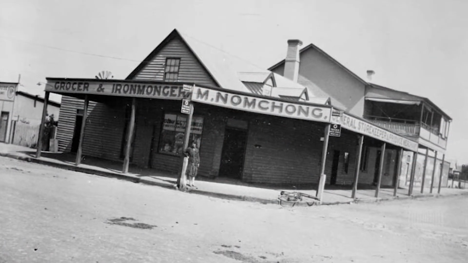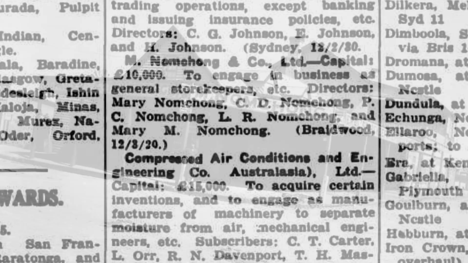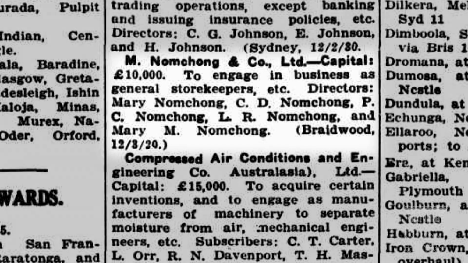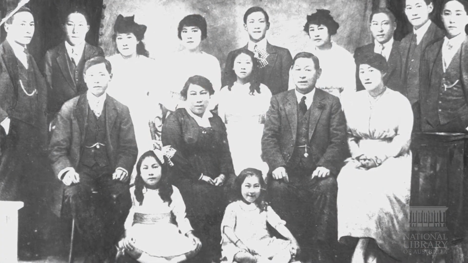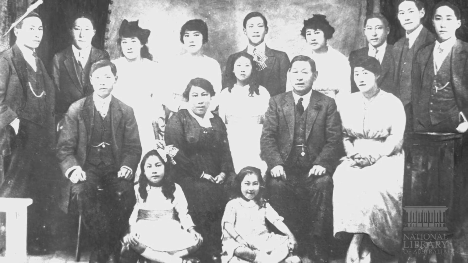Those of you who know Braidwood will recognise this building on the corner of Wallace Street. The sign reads M. Nomchong, and according to this 1930 article, the company owners were Mary and Chee and their children Paul, Leopold and Mary M. Nomchong. Chee and Mary had 14 children in Braidwood, raising 13 children into adulthood. Chee's son George, from his first marriage, remained in China with his grandparents for many years and reunited with his family in Australia as an adult.